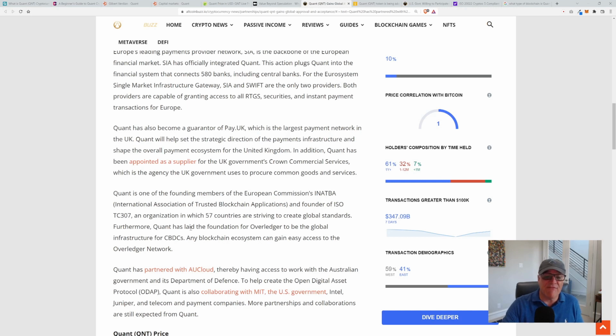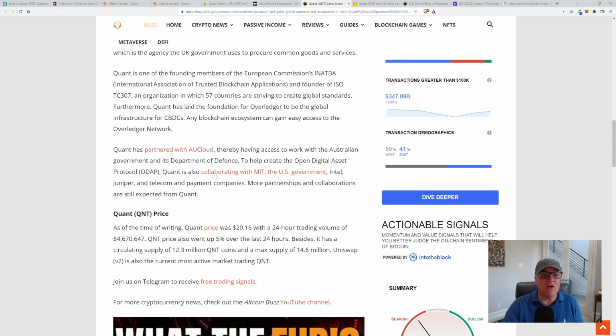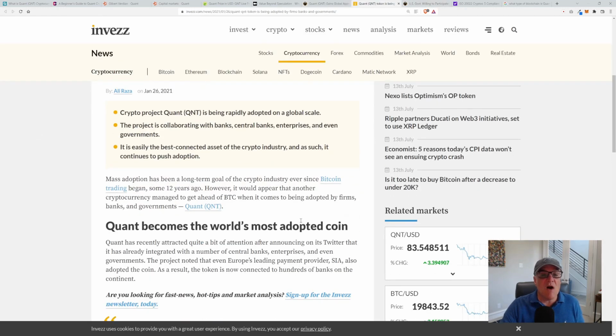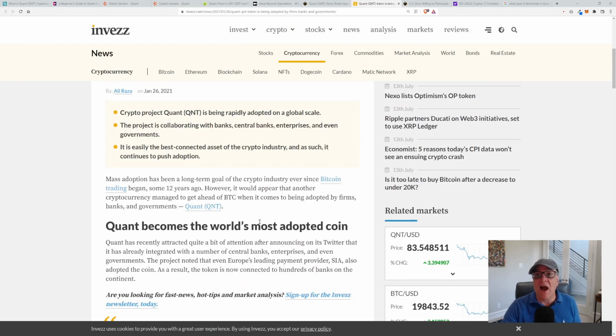Furthermore, Quant has laid the foundation for Overledger to be the global infrastructure for CBDCs. And get this, Quant has partnered with AU Cloud, thereby having access to work with the Australian government and its Department of Defense. But it doesn't stop there, guys. Take a look over here. Quant has been radically adopted on a global scale, and mass adoption has been a long-term goal of the crypto industry ever since Bitcoin. We all know that. Well, Quant becomes the world's most adopted token, and you can read through these articles on, and you can see Quant is being highly adopted.